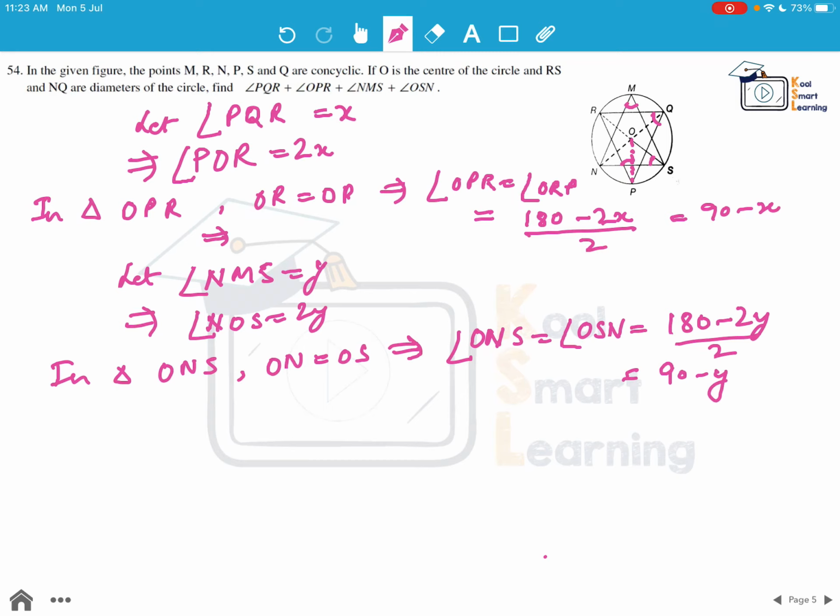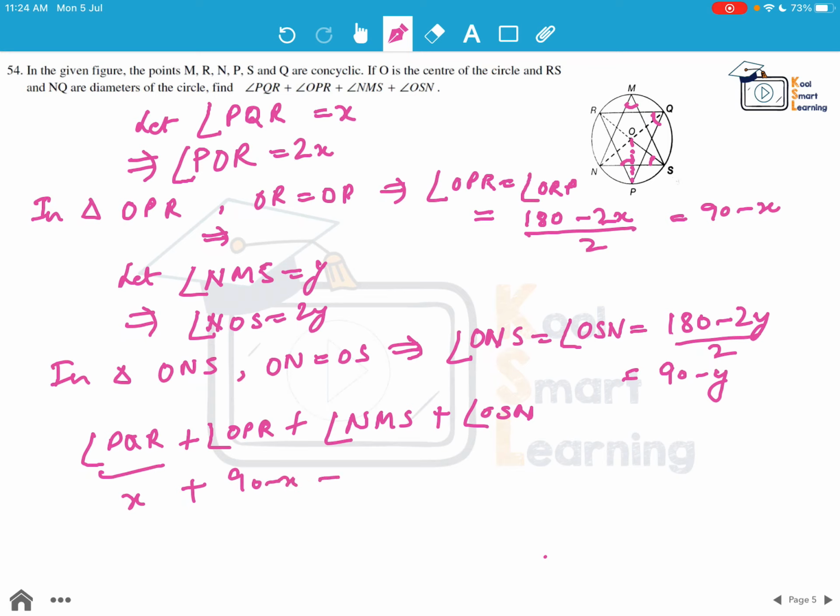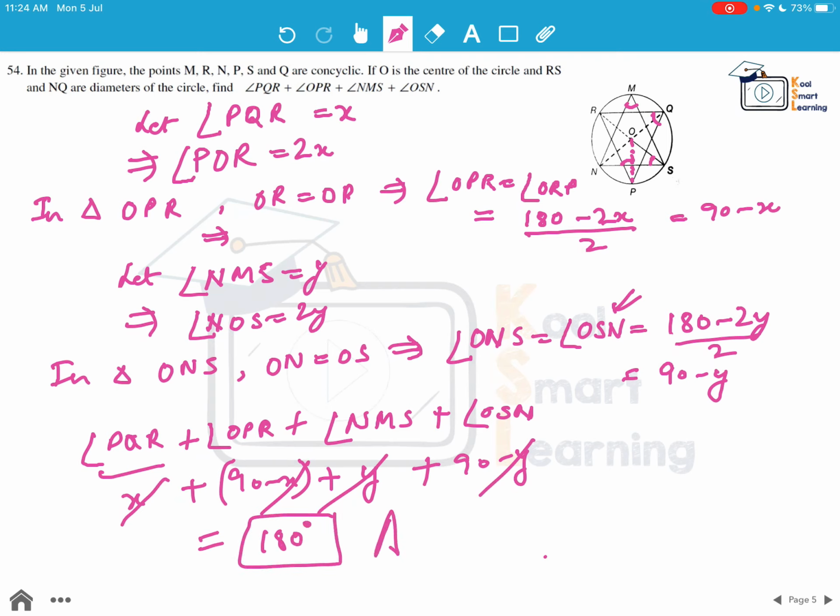Now what do we have to add? Angle PQR plus angle OPR plus angle NMS plus angle OSN. So what is angle PQR? This is x, plus angle OPR. PQR was x, OPR is 90 minus x. Angle NMS we have considered to be y, plus angle OSN, which we have calculated to be 90 minus y. So this cancels here, this cancels here. So this becomes 180 degrees.